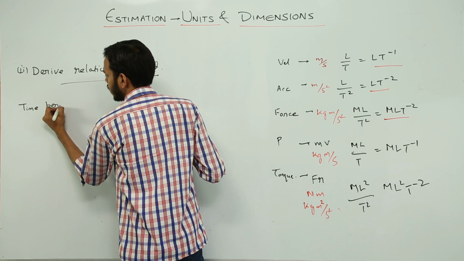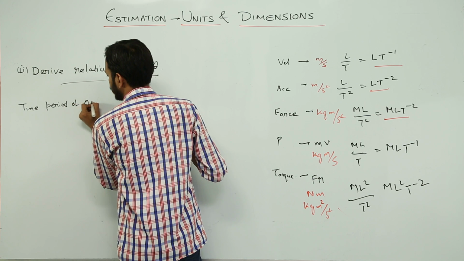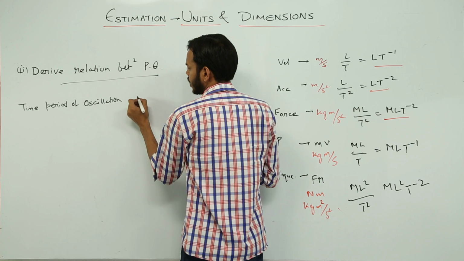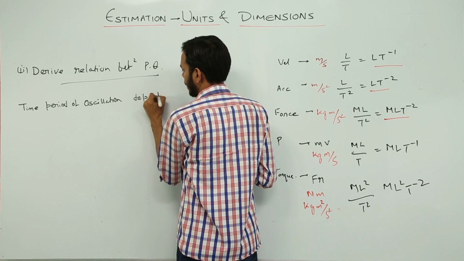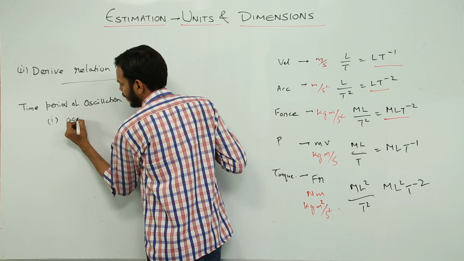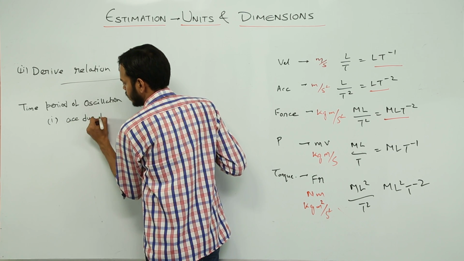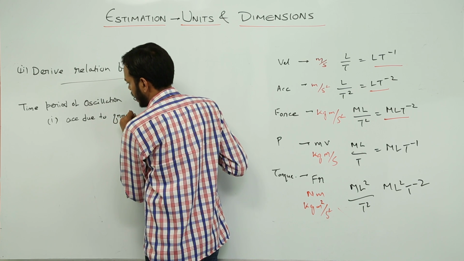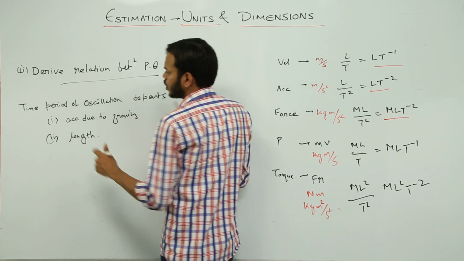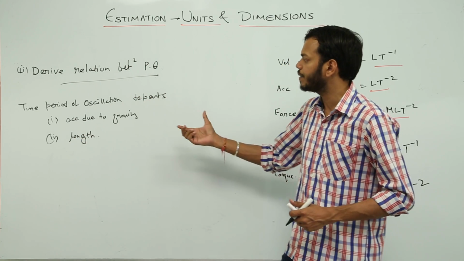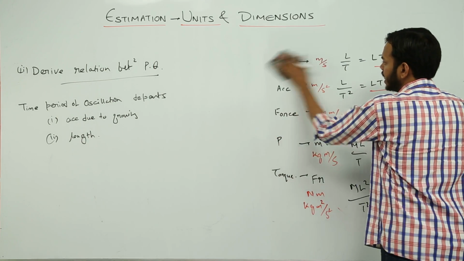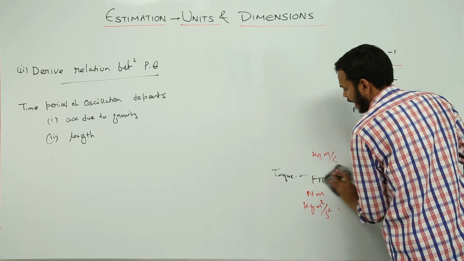So the time period of oscillation depends upon number 1, acceleration due to gravity, and number 2, the length of the pendulum. So this is the factor which has been given to us. The time period of oscillation of a simple pendulum depends on acceleration due to gravity and length of the pendulum.